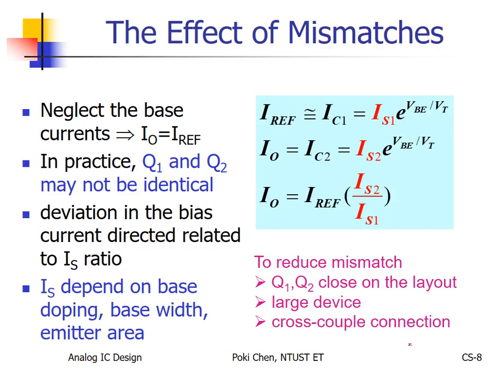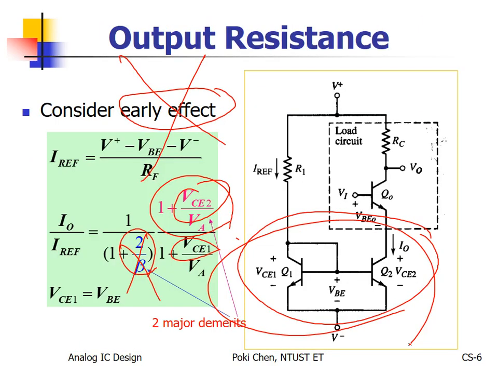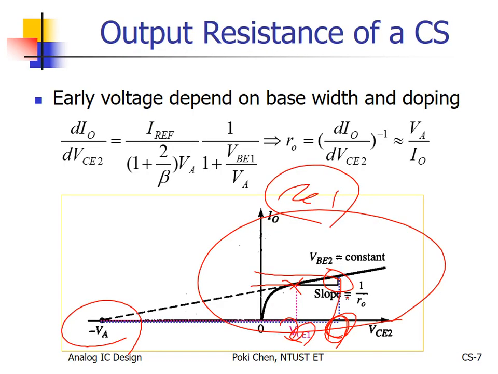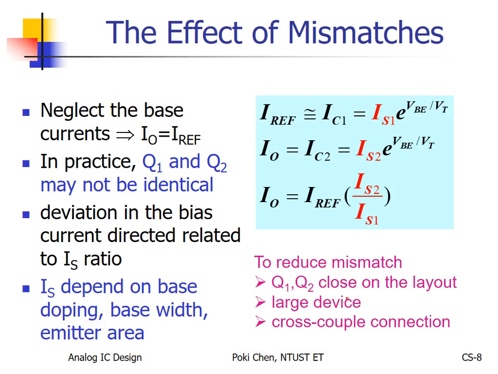Never mind beta or the early effect. I always assume that Q1 and Q2 are exactly the same, because I'm really cautious. Under such an ideal condition, you still have two major inaccuracies, major errors. If the assumption is not correct, I mean Q1 and Q2 are not exactly the same, it will be even worse, right? So what is the definition?